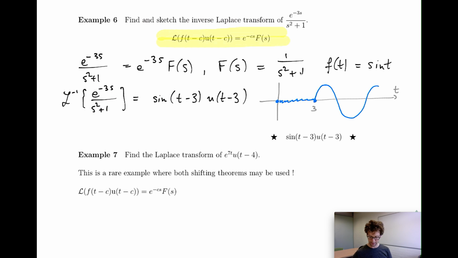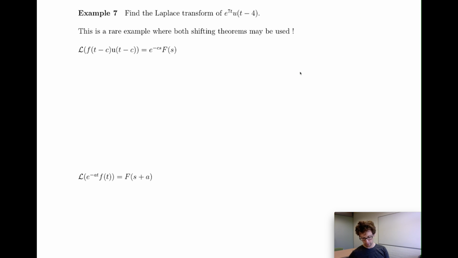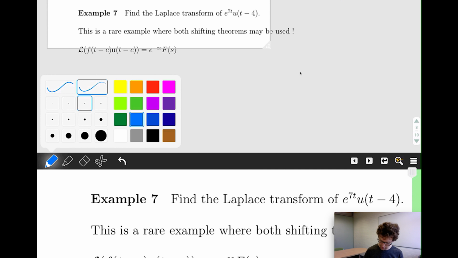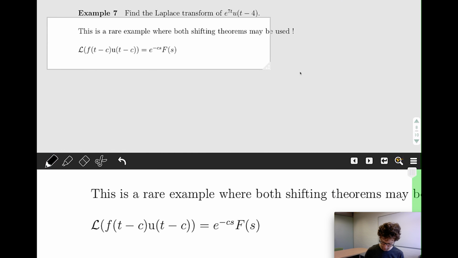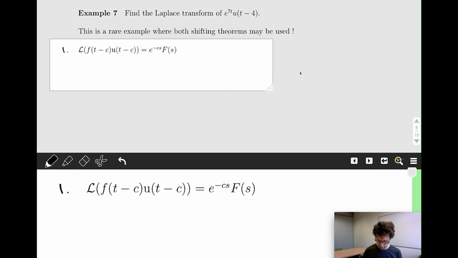Okay, let's take a look at example 7. This is an interesting example because it actually is a Laplace transform that we could calculate using either of the shifting theorems. So I'm going to do it both ways. First of all, I'm going to do it using the second shifting theorem, and then I'll try it again using the first shifting theorem. The answer is going to be the same in each case, of course. So we're looking for the Laplace transform of e to the 7t u of t minus 4.